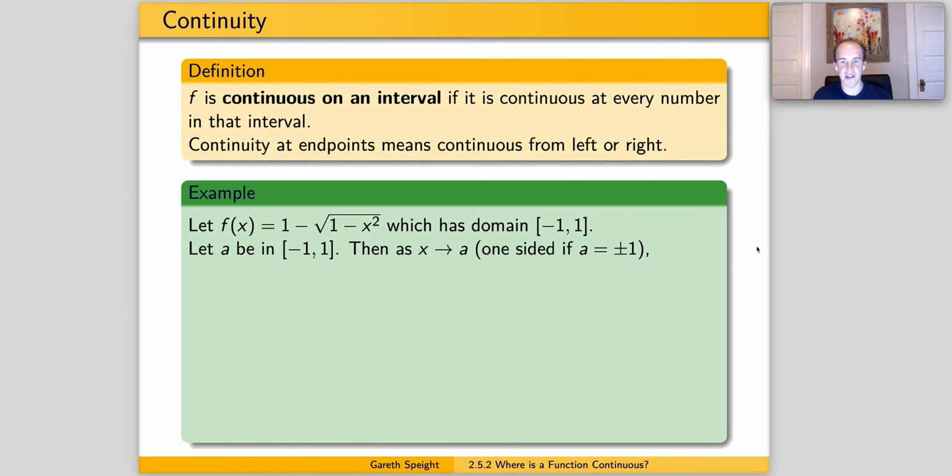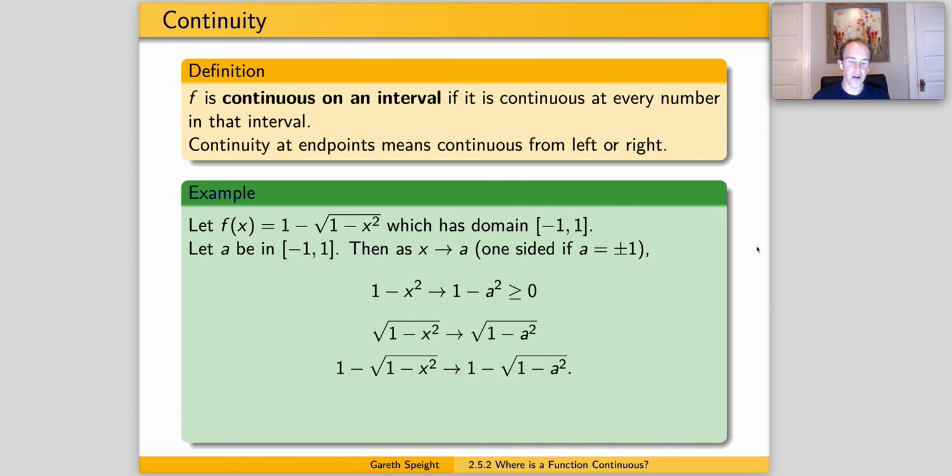So let's take the limit as x tends to a. And if a is -1 or if a is +1, everything is going to be a one-sided limit so that it makes sense, right? Because I cannot approach -1 from the left, I can only approach it from the right. And I cannot approach 1 from the right, I can only approach it from the left. Okay, so here are a couple of steps.